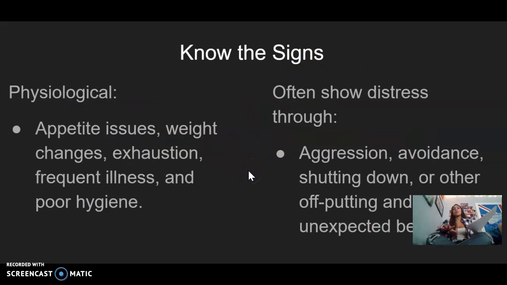So first of all, know the signs. Like we talked about the types of trauma, some physiological signs are appetite issues, weight changes, exhaustion, frequent illness, and poor hygiene. So especially if any of these are sudden changes, that's a big red flag to trauma happening at home. And they often show distress through aggression, avoidance, shutting down, or other off-putting and unexpected behaviors.